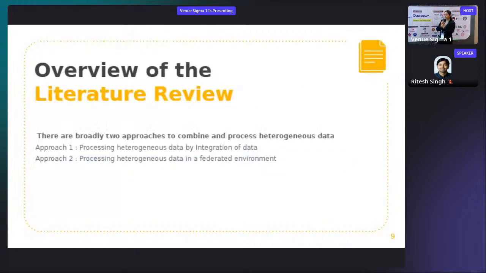Any slight deviation in the similarity generates the heterogeneity in the data. There are two possible approaches to address the heterogeneity: we can process the heterogeneous data in the integration of data approach, or we can process the heterogeneous data in the federated environment.